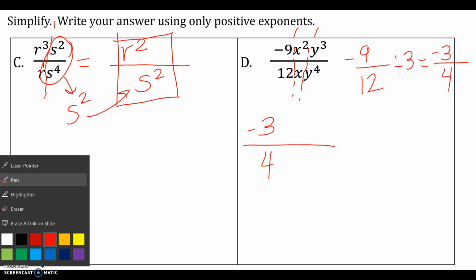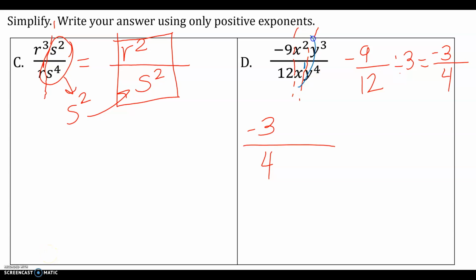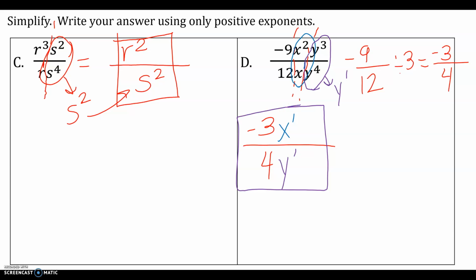Now I'm going to look at my x's. So you have x squared over x to the first. If you subtract that, you're going to get x to the first, and it's going to go on the top because the 2 is bigger than 1. Let's do the y's. If you subtract your y's, you're going to get y to the first, and it's going to go on the bottom because the 4 was bigger than 3. And also just something that you should note is alphabetical order. Okay, so make sure your x's come before your y's if they were to be right next to each other.